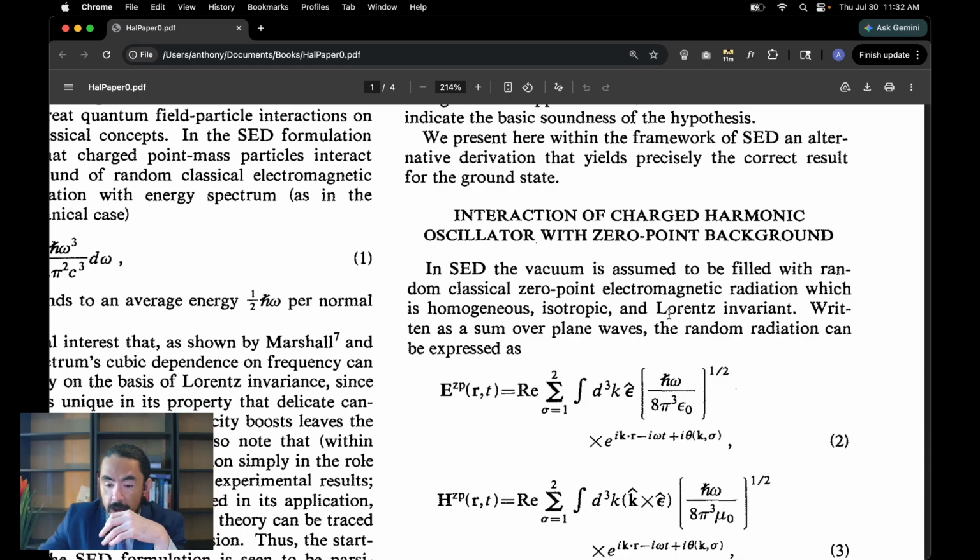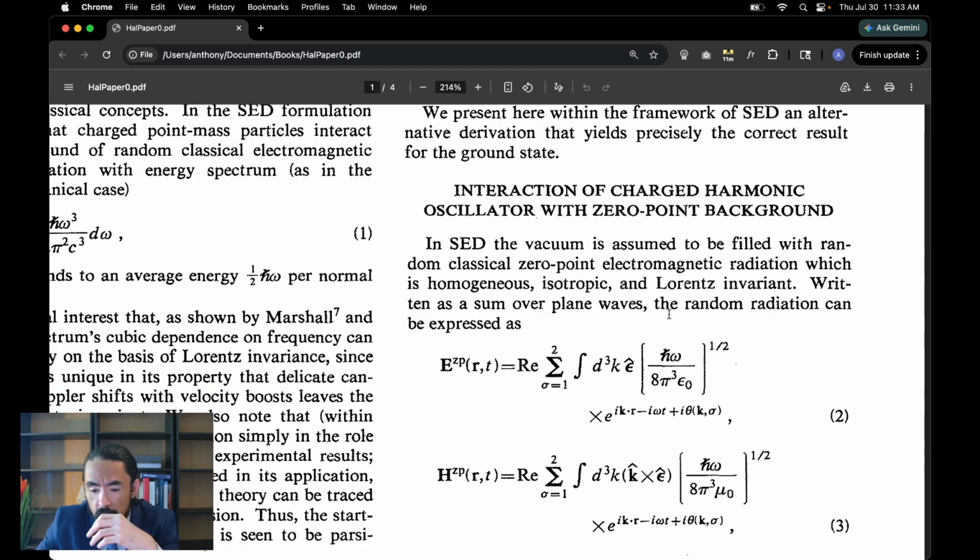This is where the mathematical calculation of the derivation occurs. Steps what I call 1 through 8, referred to in the preamble of slides. So this section is titled Interaction of Charged Harmonic Oscillator with Zero-Point Background. In SED, the vacuum is assumed to be filled with random classical zero-point electromagnetic radiation, which is homogeneous, isotropic, and Lorentz invariant. Again, homogeneous, uniform at every point in space, and isotropic means that it's uniform in all directions. Every direction, and Lorentz invariant is unchanged by the Lorentz transformation, of course.